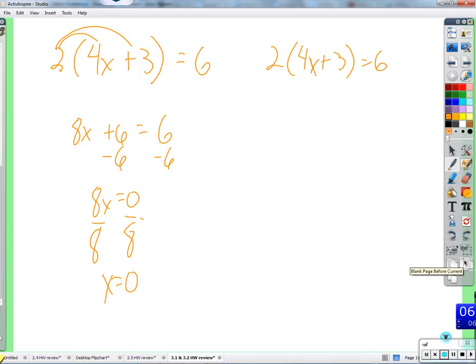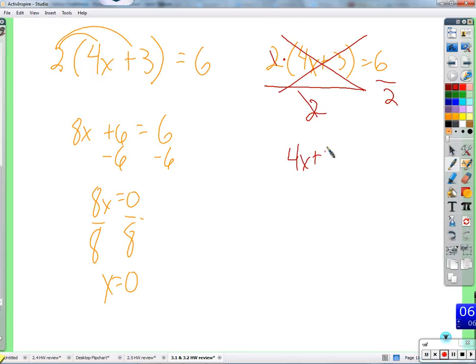This is what I'm going to do right now. I'm going to think of this as like x. I'm not crossing it out. I'm thinking of it as just like a big variable. 2 times x, so I divide by 2 first. I'm doing the opposite of all these things. Do the opposite of multiplication and divide. Divide 2 by 2, they cancel each other out. 4x plus 3 equals 3. Minus 3, 4x equals 0, x equals 0.